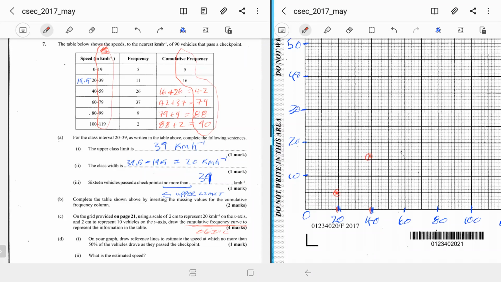The next one is 59.5, frequency is 42. 59.5 is just in front here. Frequency is 42. We're coming up to 40 here. 42 is this line. So it's going to be right here.